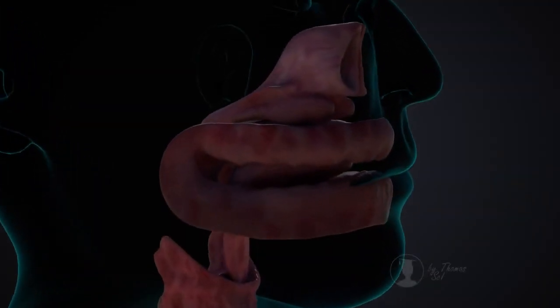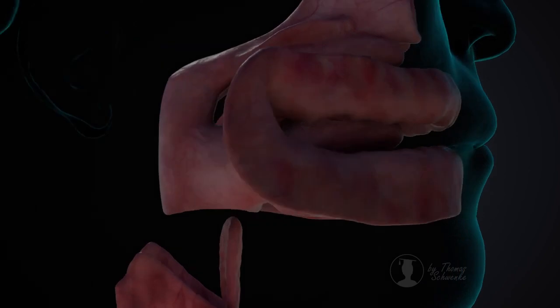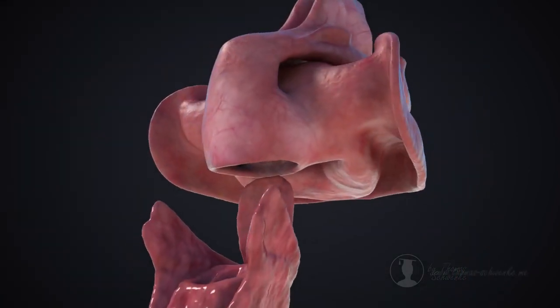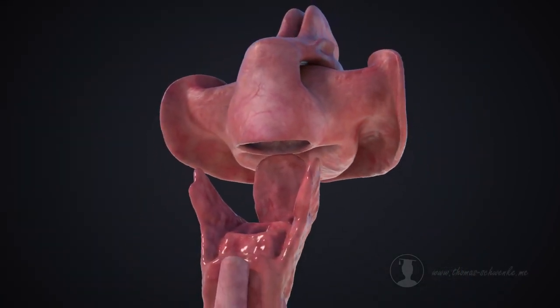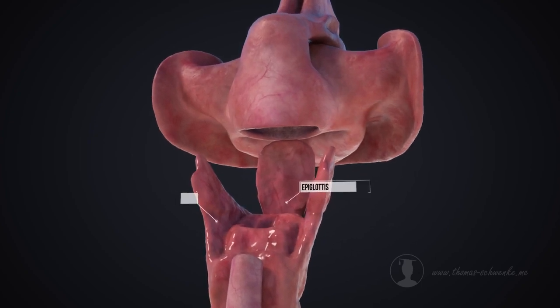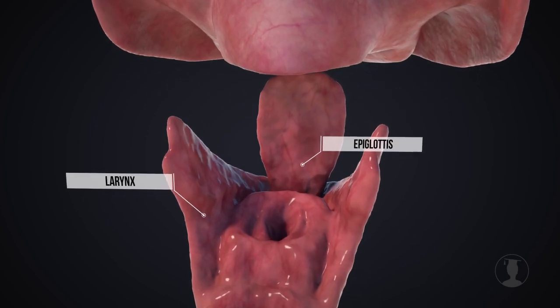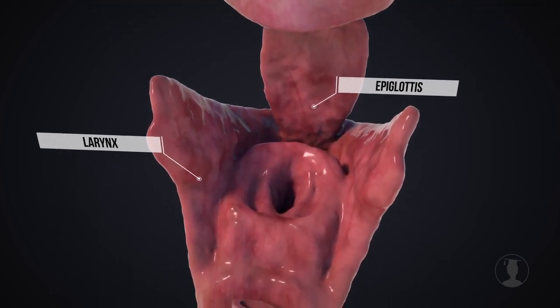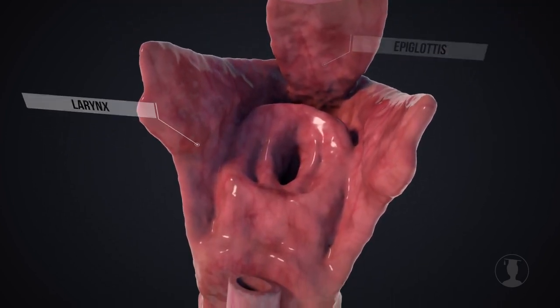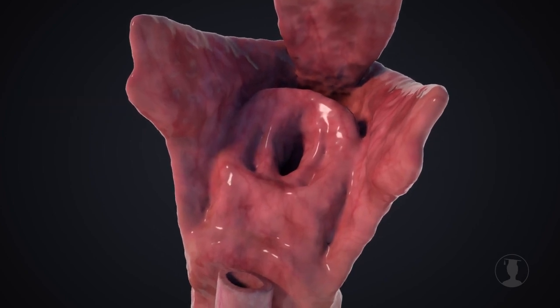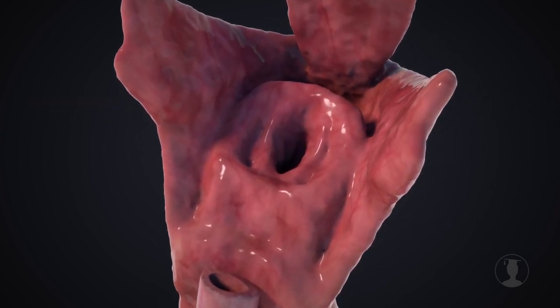Furthermore, the upper airways, such as the nasal and oral cavities, warm and moisten inspired air. During the act of swallowing, the epiglottis, which is connected to the tongue, ensures that no food or liquid can enter the lower respiratory tract. To do this, the epiglottis closes the larynx during swallowing, so that the bolus slides into the esophagus.